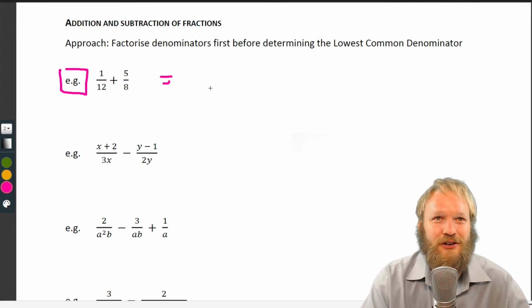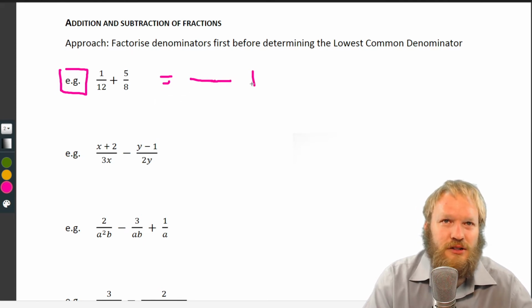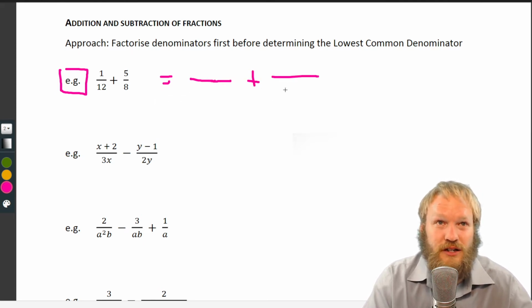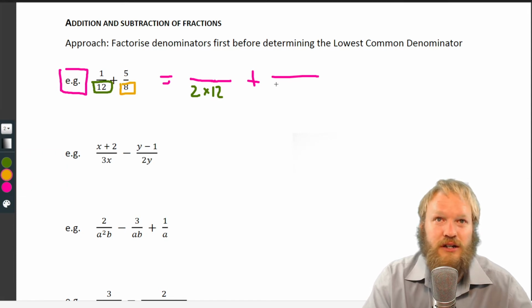Okay, so your LCD, with a bit of luck, you're like, wait a second, 12 doesn't work. 24, oh, that seems to work. So you looked at this and went, okay, so we want each of these to be 24 because they both go into it. So for the 12, we went 2 times 12 to give us the 24. And for the 8, you went, okay, that's 3 times 8.